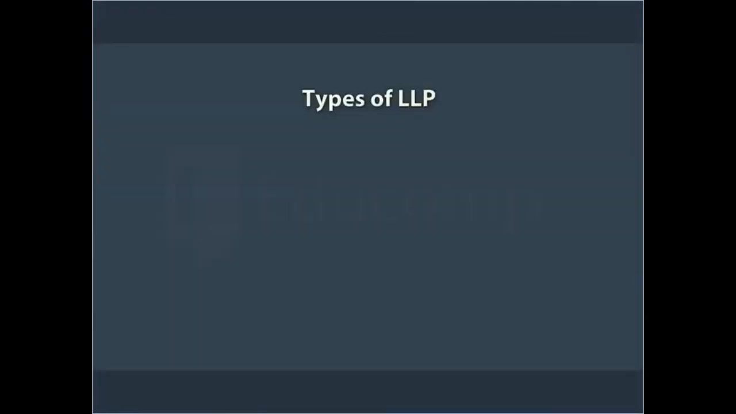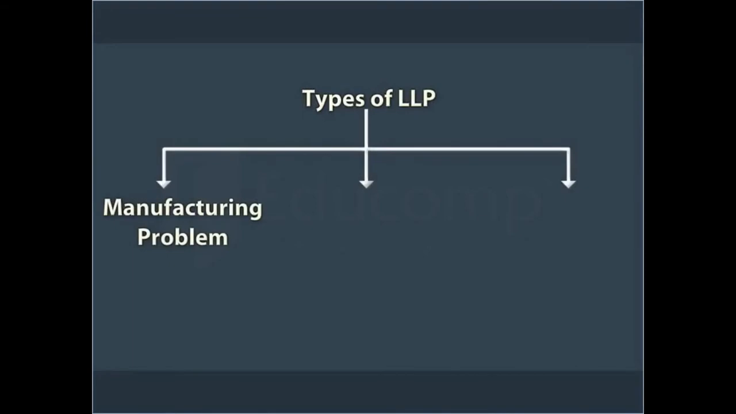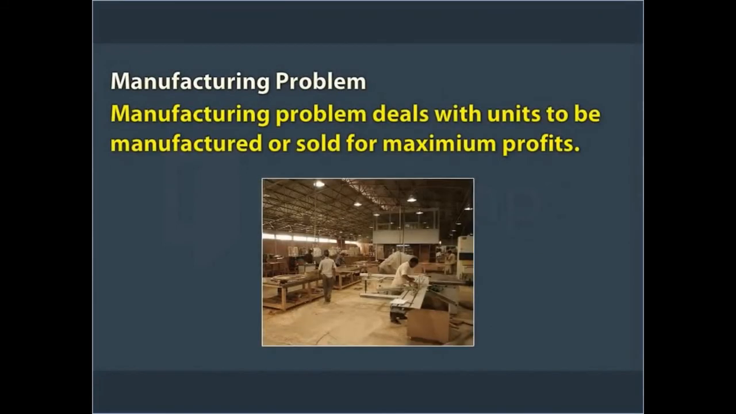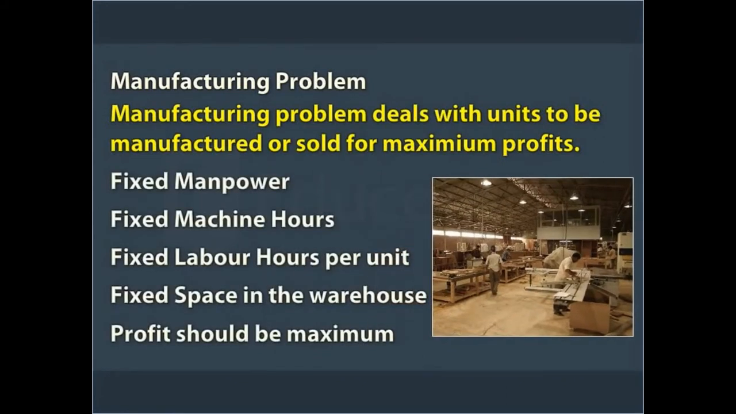Different types of linear programming problems, LPP, are manufacturing problem, diet problem, transportation problem. A manufacturing problem deals with units to be manufactured or sold for maximum profits. Each product requires fixed manpower, machine hours, labor hour per unit, warehouse space, and we maximize the profit.